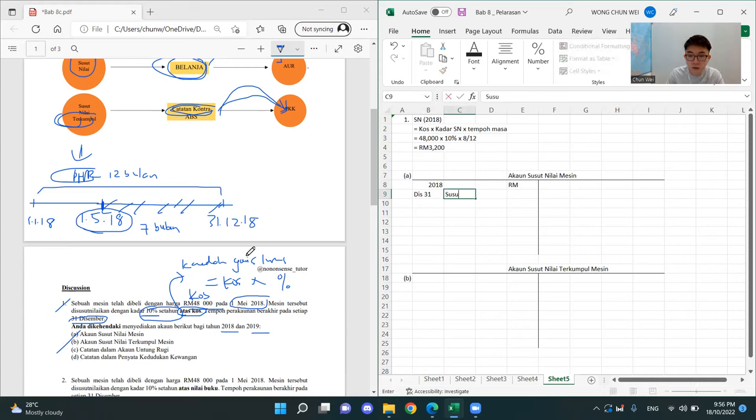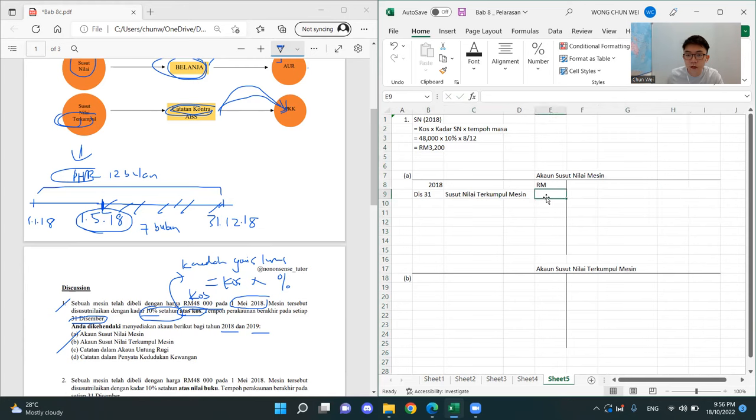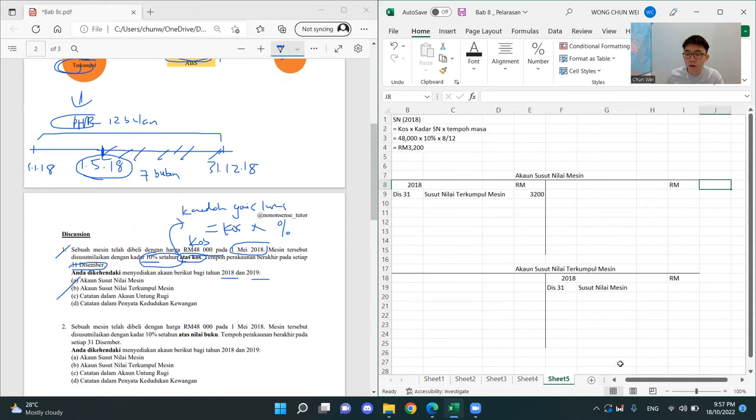Okay, so here, write susut nilai terkumpul mesin. Okay, how much? 3,200. So here, if I debit susut nilai machine, here I have to credit my susut nilai terkumpul, SNT. 2018, Ringgit Malaysia. December 31st, susut nilai machine. Alright, so that is for 2018. That's it. Done. Then we can close it and send it to the penyata kewangan.